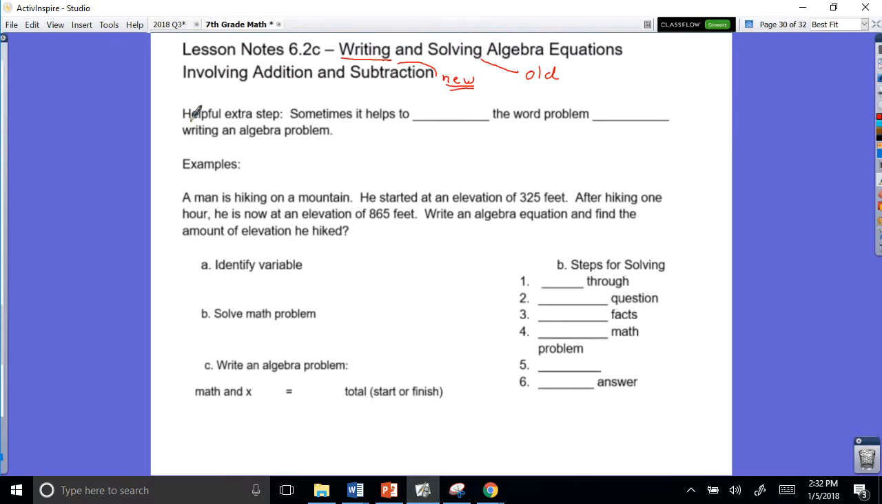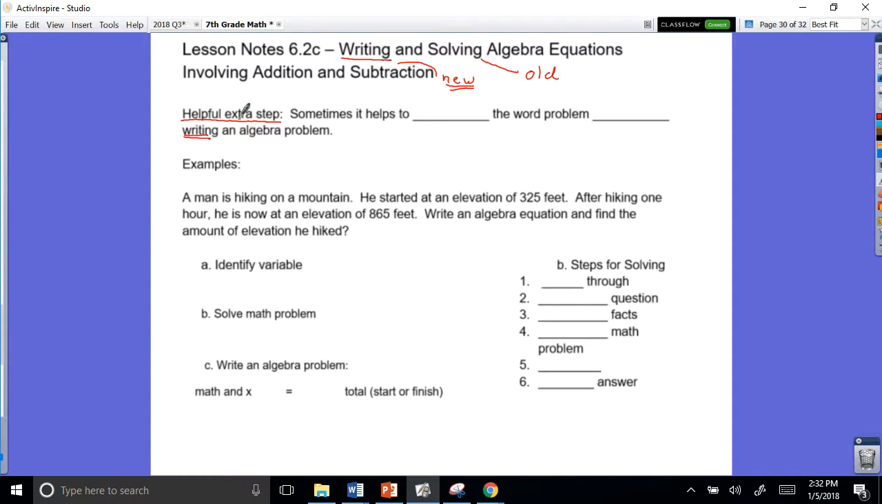I'm going to give you a helpful extra step today, something that helps me and other people to write an algebra equation, because writing an algebra equation can be kind of tricky. I'm just going to show you in this video, not in the other ones in Chapter 6, because it takes a little extra time, and I'm aware of your time on how long it takes to watch a video, and I don't want to waste your time making these longer than I have to. So this one, I'm going to explain this extra step. In the future ones, I won't, but you can always use this extra step.